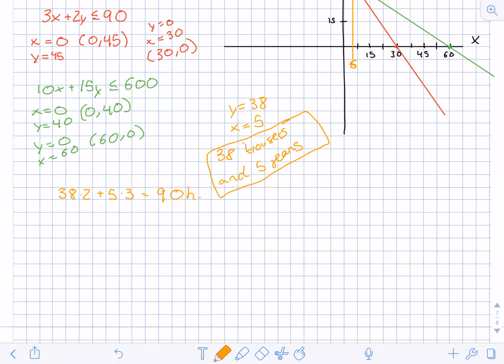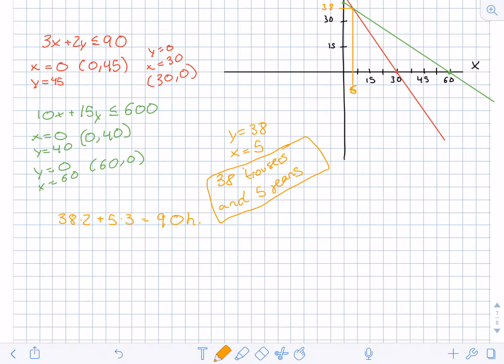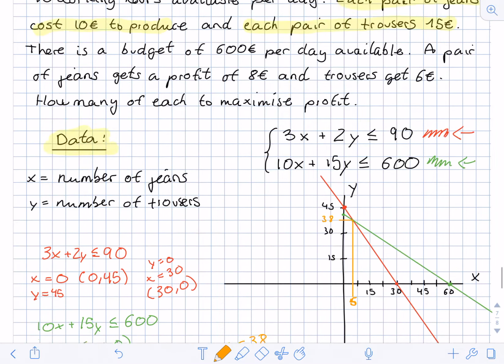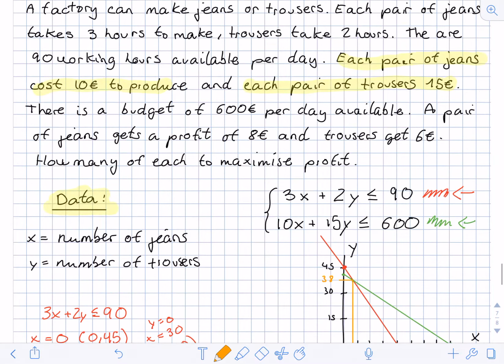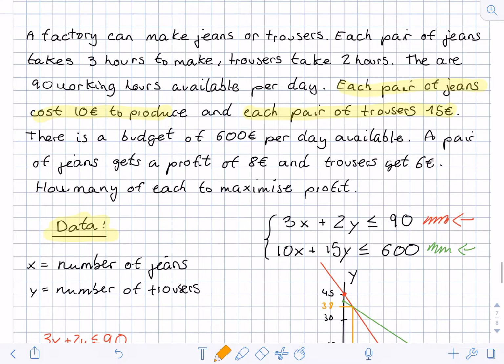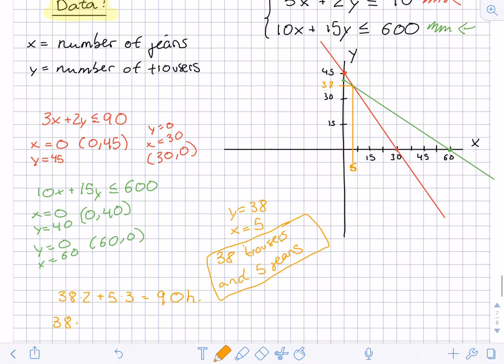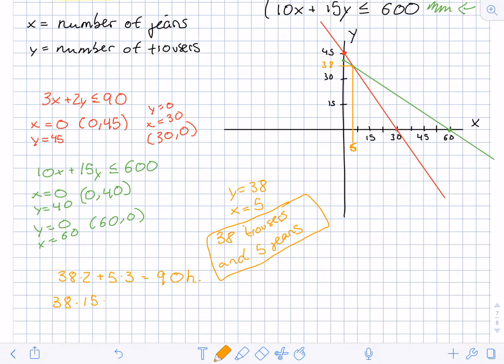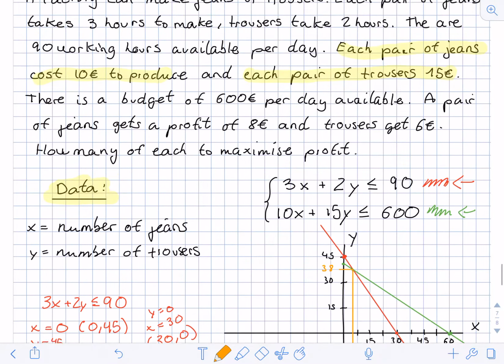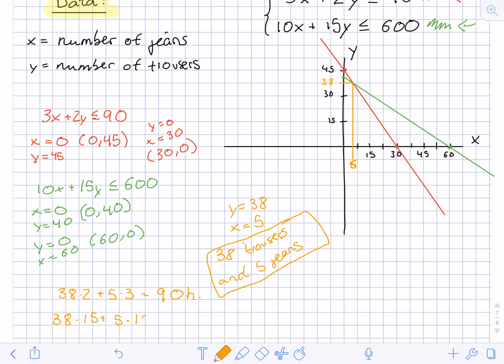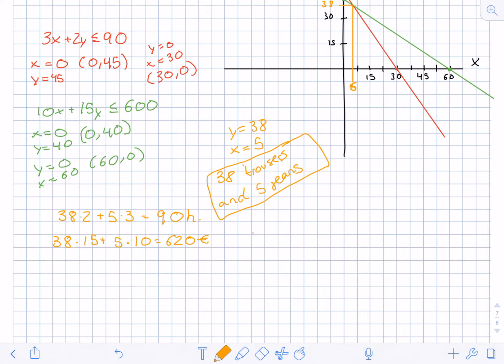Okay, and then we have 38 trousers by the money, the cost of each trouser is 15 euro, plus 5 jeans, and the cost is 10 euro. It's going to be 38 by 15 plus 50 is going to be 620 euro. What happened? We had a profit of 600 euro.